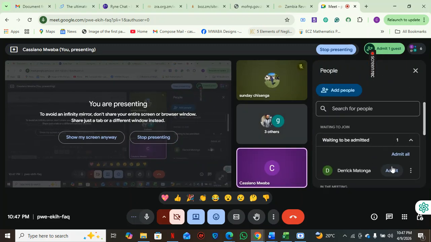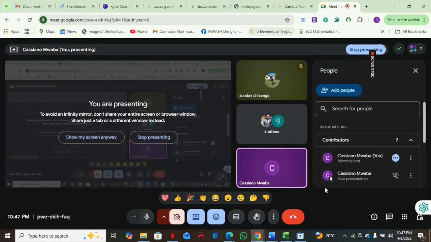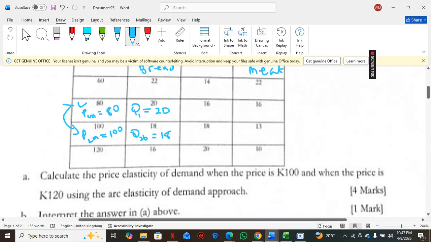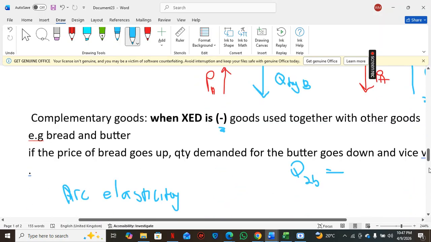This is almost okay. So yes, we've jotted down the information we need: what are Q1, Q2, P1, and P2.